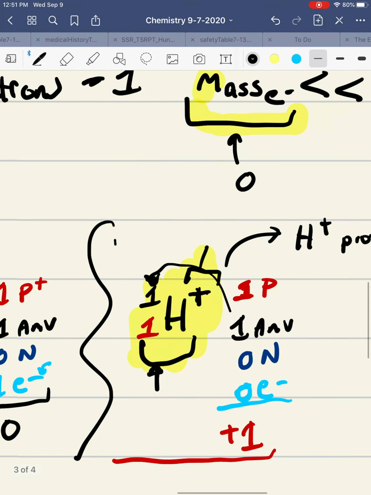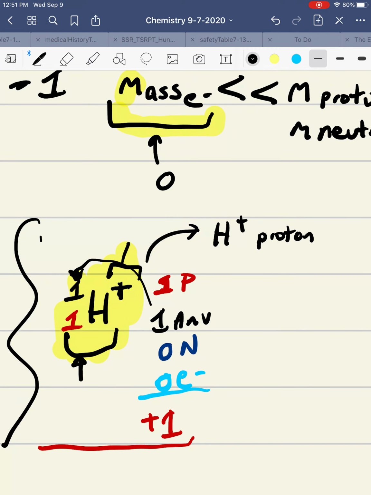And that makes sense, right? Because if you look deep into it, it's a hydrogen atom. It's got one proton. It's got one atomic mass unit, which is entirely made up of that proton. No neutrons. And it's got 0 electrons, which gives it a +1 charge. So biologists just call an H+ a proton.